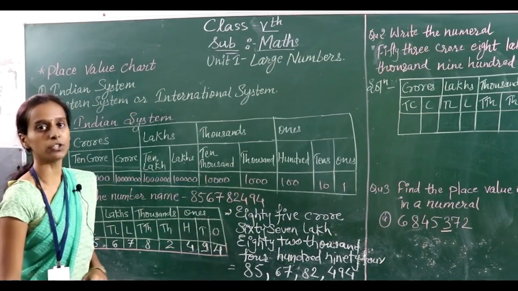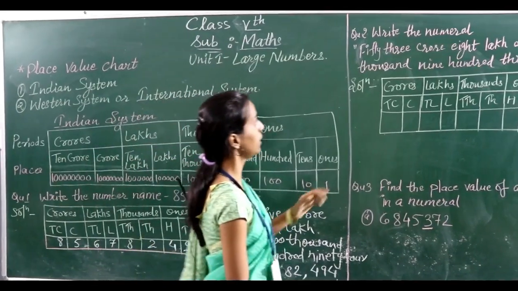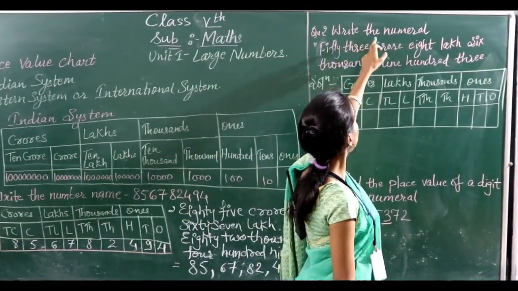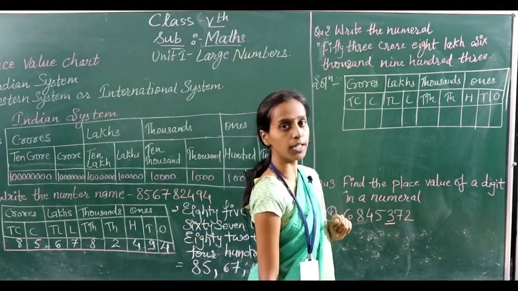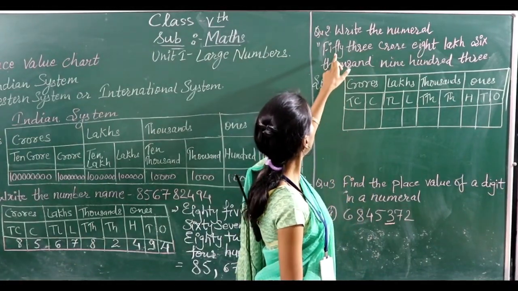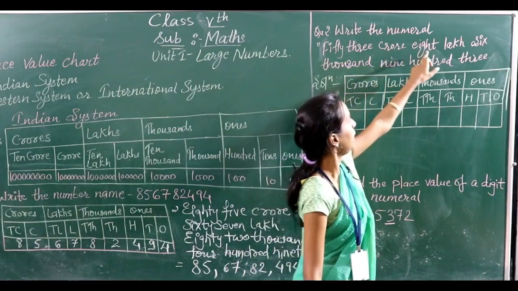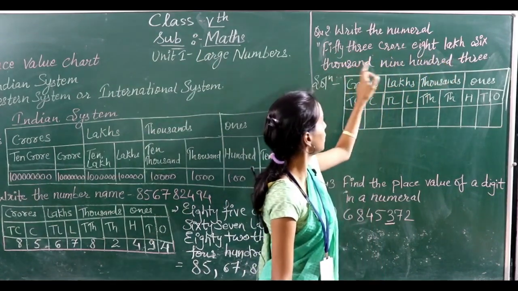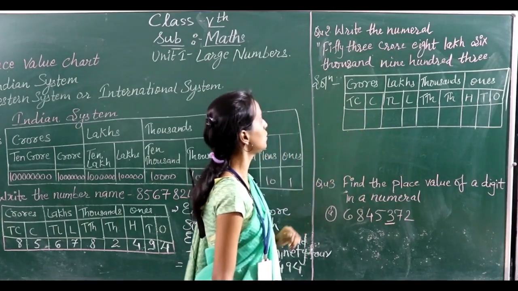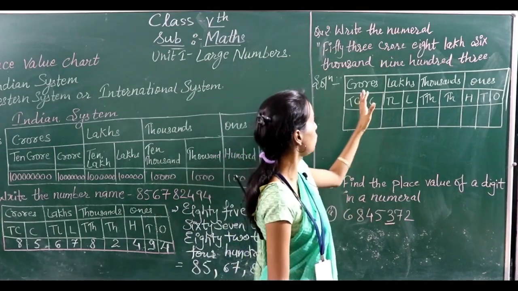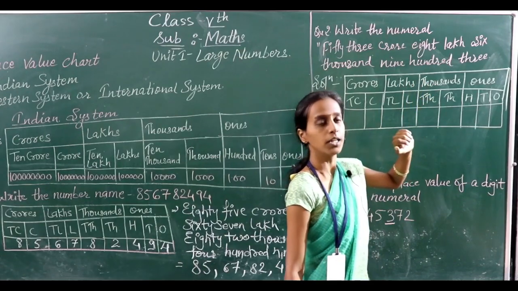The second question which we get in this concept is that you are given the number name and you have to write it in the numeral form. What is the number given? 53 crore, 8 lakh, 6,903. In this also, when we solve the question, we first have to draw the Indian system chart.